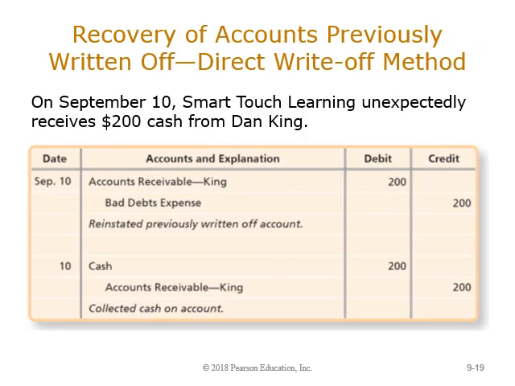Now, sometimes what could potentially happen is that a customer could say, even after we've written it off and everything, oh, hey, wait, I owe you this money. I need to pay you. And that's what happened here with Smart Touch Learning. On September 10th, they received $200 unexpectedly from Dan King. So they have to reverse that write-off entry that they did. So they go ahead and debit accounts receivable King and credit bad debt expense to increase the accounts receivable again and decrease that expense. And then they record the cash that they received. So a debit to cash to indicate we received the cash, and then a credit to accounts receivable once again to close out that account.